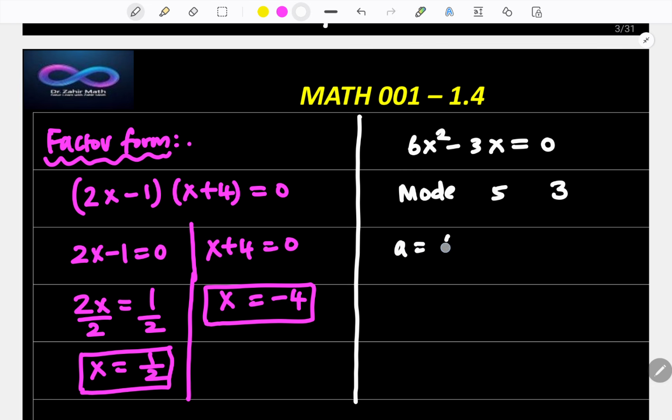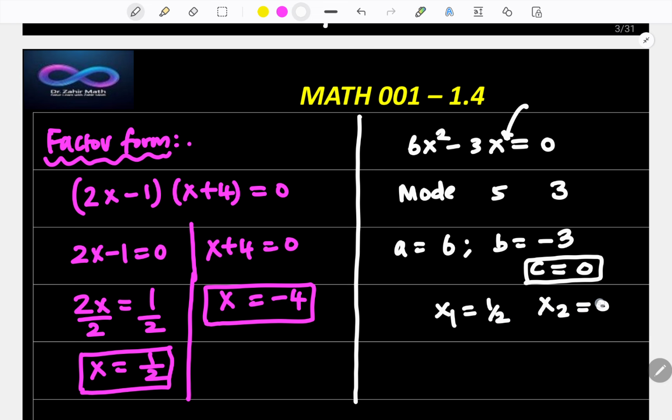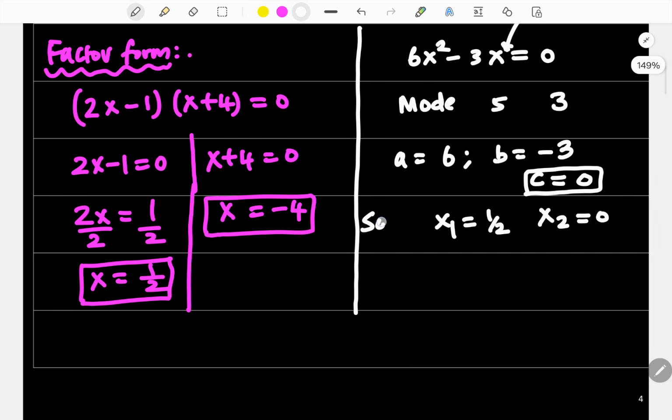So now A is equal to what? 6. B is equal to what? Negative 3. C is equal to what? 0. Why 0? There is no number here. Can you see that? The number is not here. So keep in your mind. If you give it in the calculator, your x1 gives 1 by 2 and x2 gives what? 0. This is called the solution.